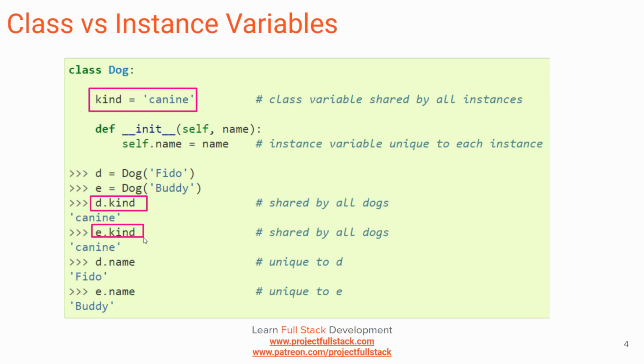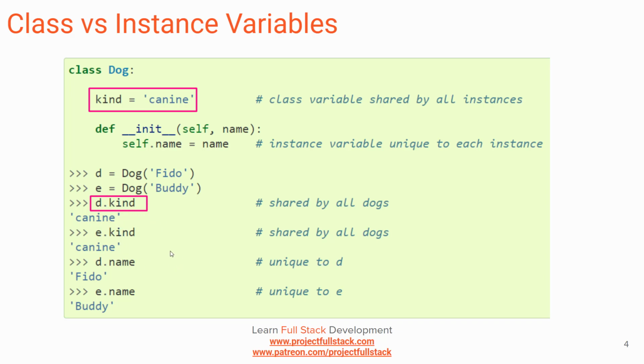We can do the same thing. E.kind is referencing the same property, or excuse me, see, I just did it, right? It's referencing the same class variable, and that's why it's referencing canine. But notice, kind is not defined inside the constructor, so it's a class variable, not an instance variable. So if I change the value of kind, it's going to change it for both of these objects. And I'm going to do that when I start programming.